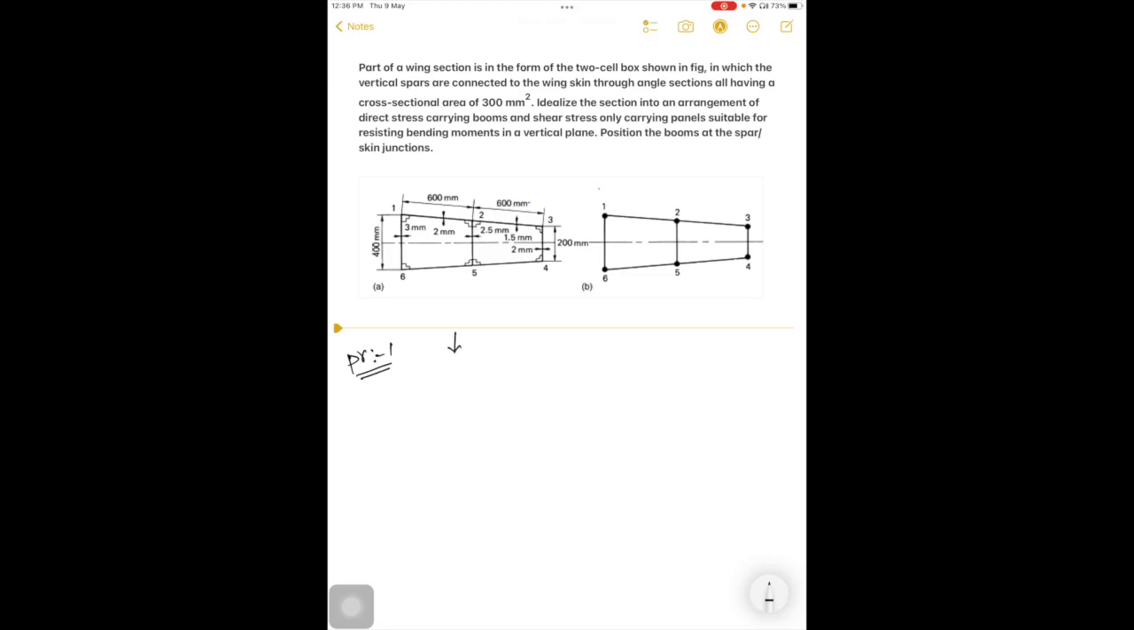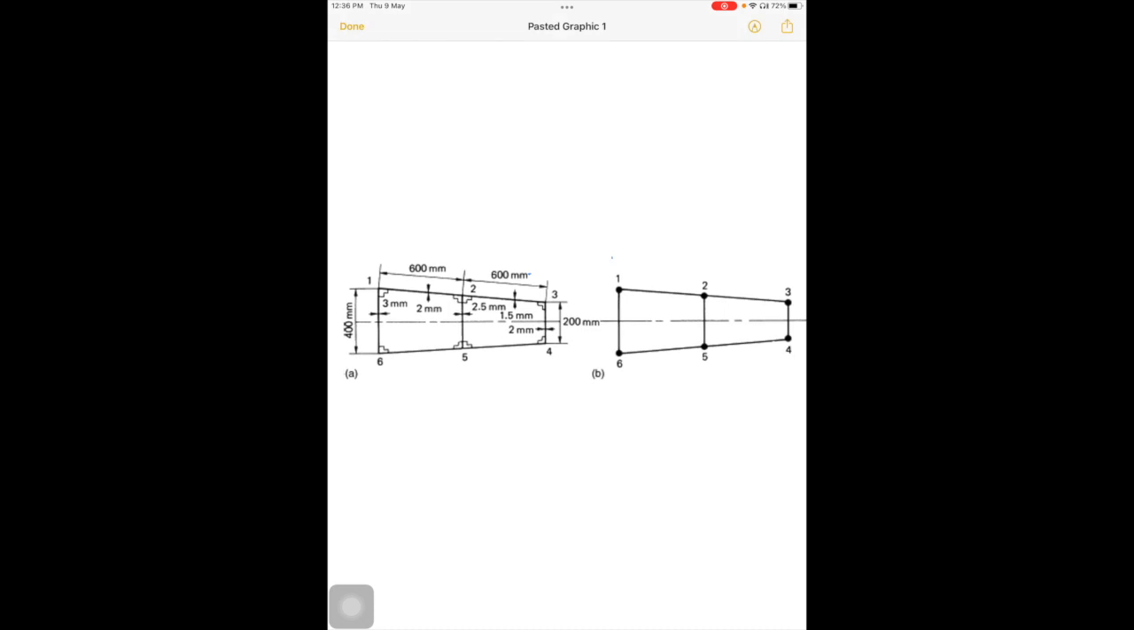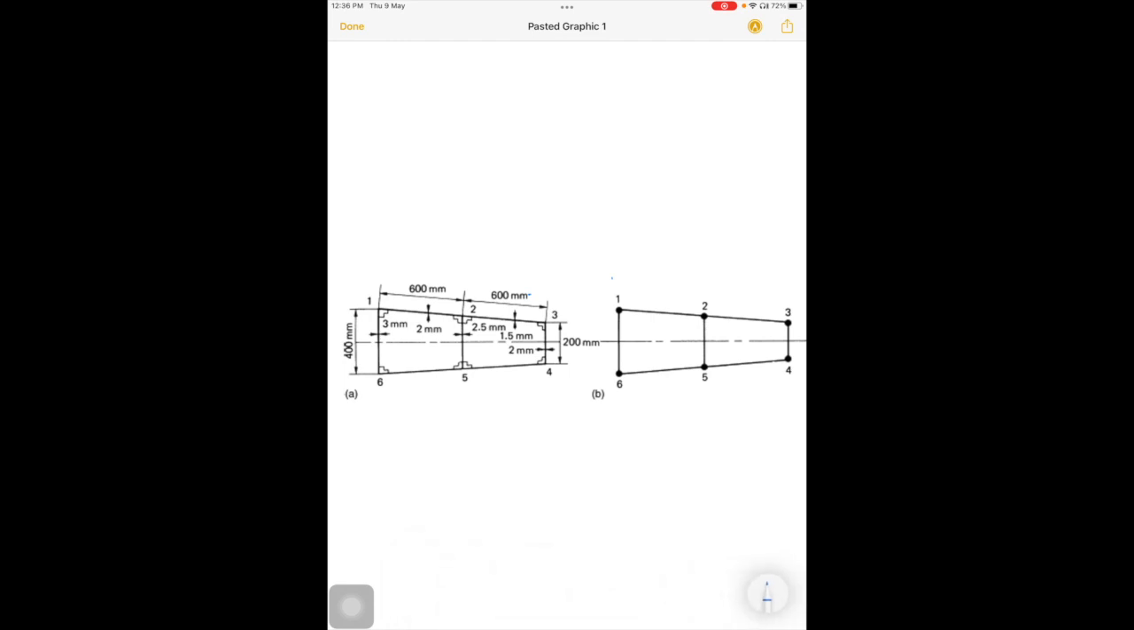So this is the figure they have given. It's a two cell box in which vertical spars are connected to the wing skin through an angle section, all with a cross sectional area of 300 mm square. This is the vertical spar, which is connected to the angle skin section. You can see this line 13 is tapered. That is what they have mentioned as the angled section, each carrying a cross-sectional area of 300 square.